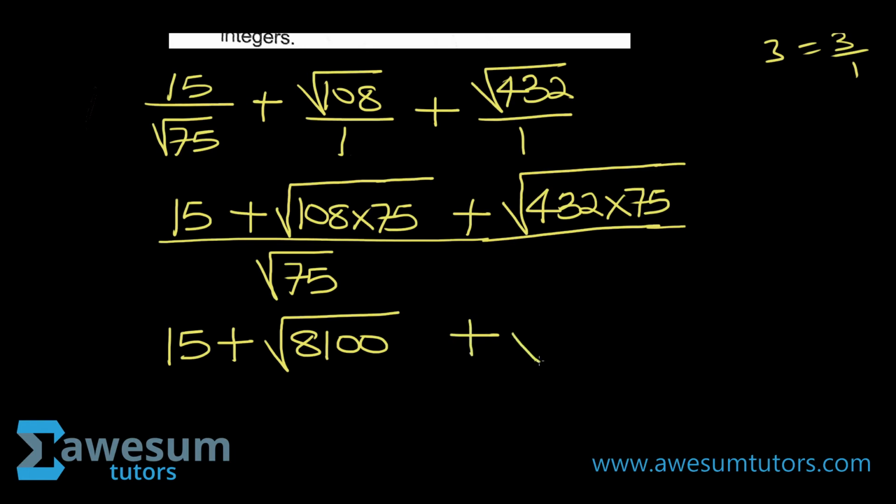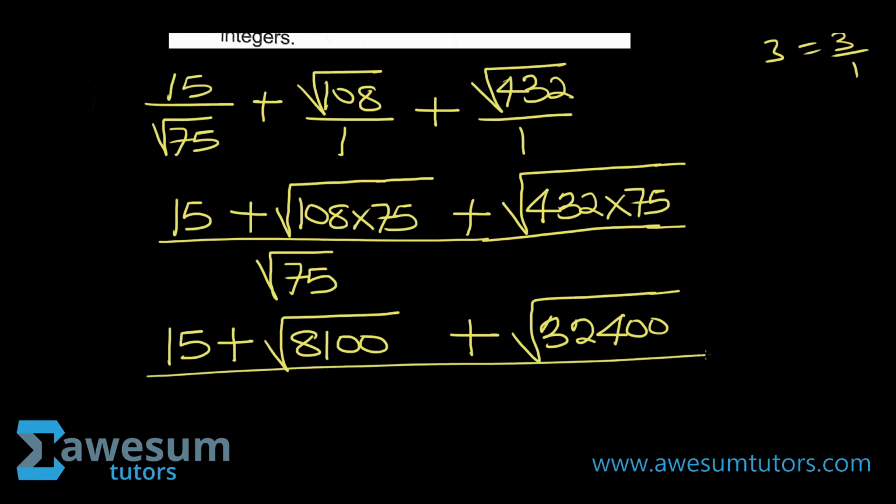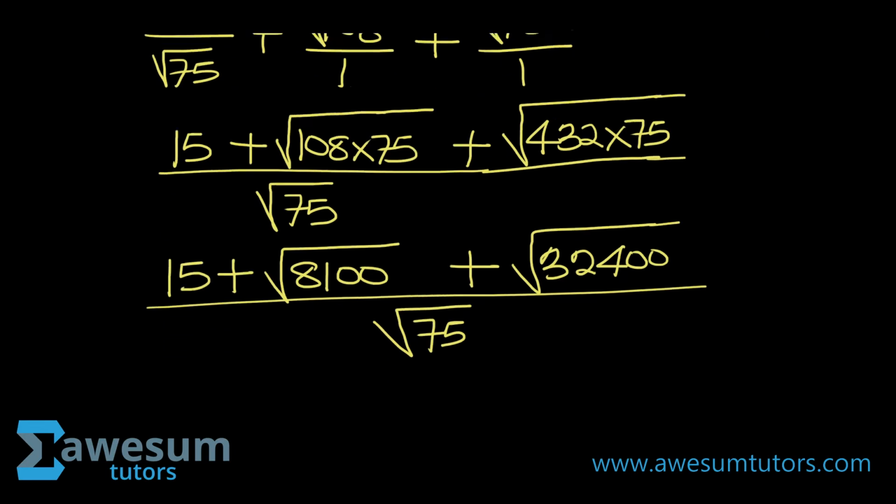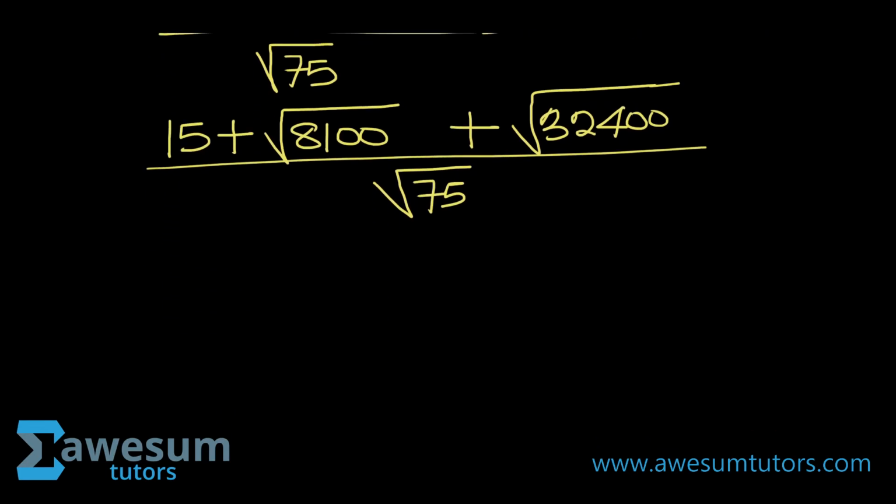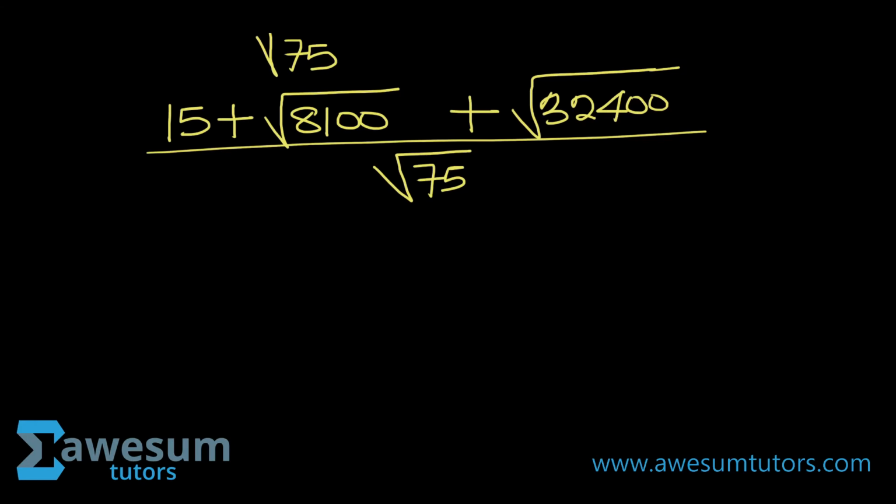Now plus 432 times 75. That is going to give us 32,400, all divided by root 75. Very good, guys. We are getting somewhere. This is pretty easy. Do not be scared of mathematics problem sets. They are very easy. You just have to practice.